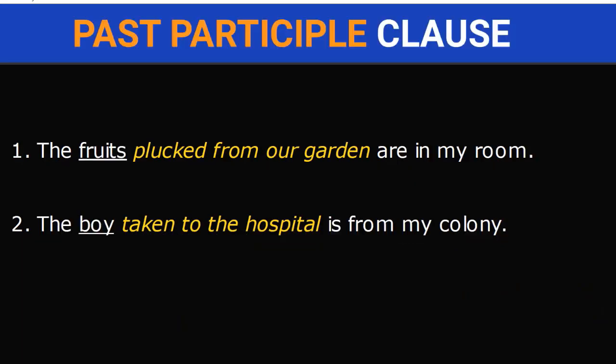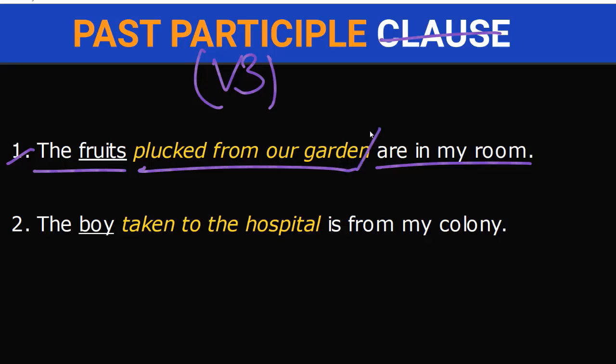The second type of participle phrase is a past participle phrase. A past participle phrase starts with the past participle, that is the third form of a verb. All right, examples. The fruits plucked from a garden are in my room. The fruits are in my room. Now, which fruits are we referring to? Which fruits are we talking about? You don't know, right? So, plucked from our garden, which is a past participle phrase, is helping us identify the noun fruits. Which fruits are we talking about? You don't know. Now, you do. Plucked from our garden. The fruits that are plucked from our garden are in my room.